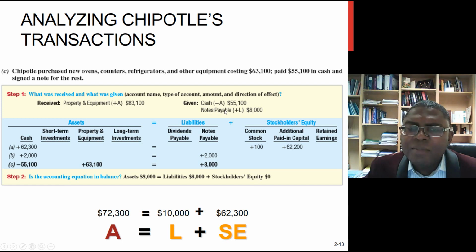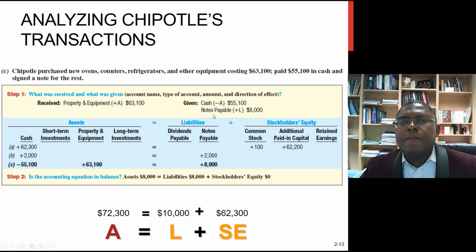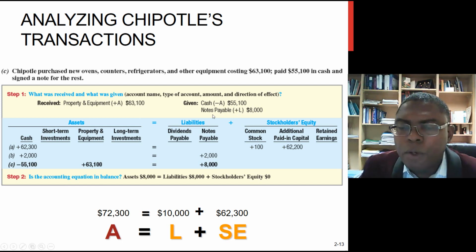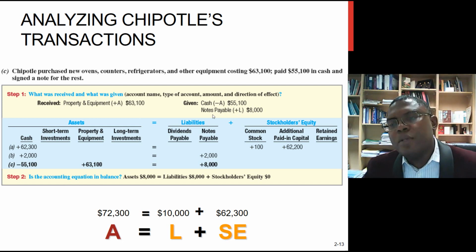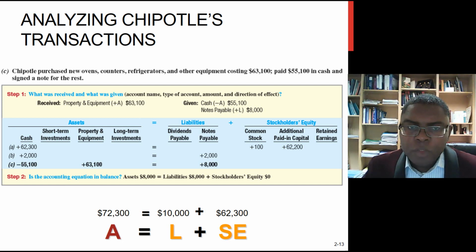But there is also another account that is affected, notes payable. So the balance between this equipment that came in and the cash that was paid is 800, and that is the amount that the company makes a promise to pay. So they sign a note, which is a promise to pay. So that is notes payable. So the three accounts that are affected by transaction C are the property and equipment account, cash account, and notes payable account.